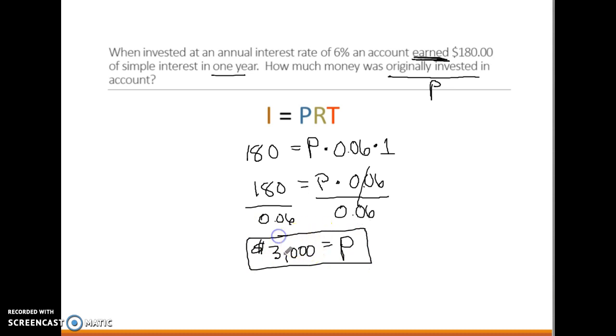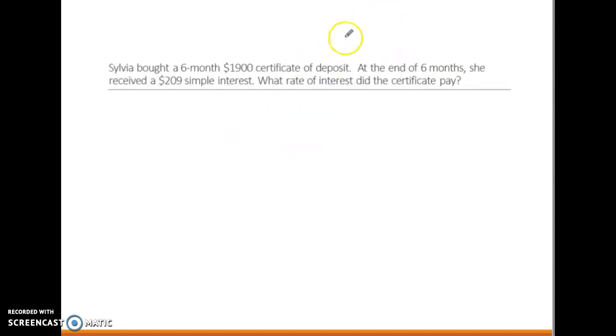And this makes sense. The amount of money you're investing is going to be more than the amount of money earned on that investment. One last example, again using our simple interest equation, where I equals P times R times T. Sylvia bought a 6-month $1,900 certificate of deposit. At the end of 6 months, she received $209 in simple interest. What rate of interest did the certificate pay?